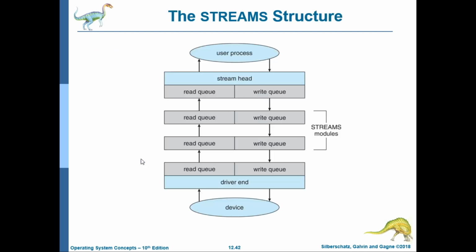So this is an illustration of the stream's structure. There is the user process, and then the stream head, which always has a pair of read and write queues. The write queue goes to another write queue and then to the device, while the read queue goes to the user process.